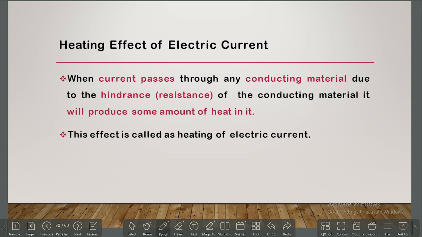So what is meant by heating effect of electric current? When current passes through a conducting material, the conducting material produces heat. Why does it produce heat? Due to the hindrance. Hindrance is nothing but the resistance. So this effect is called the heating effect of electric current.